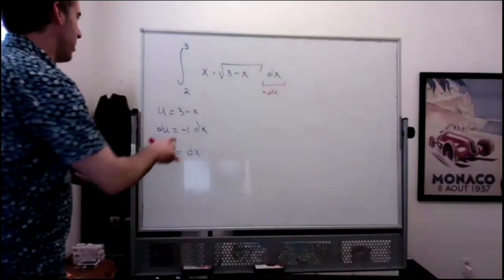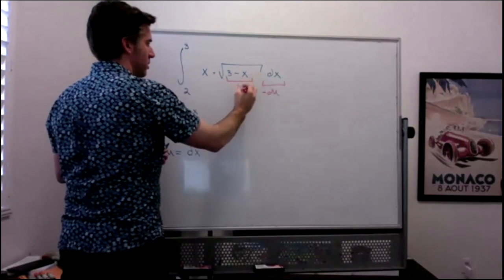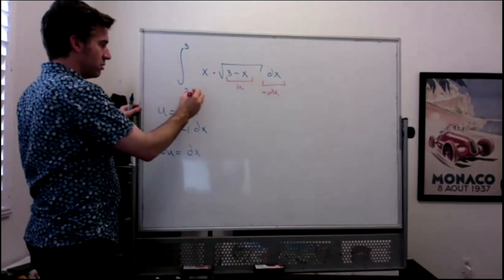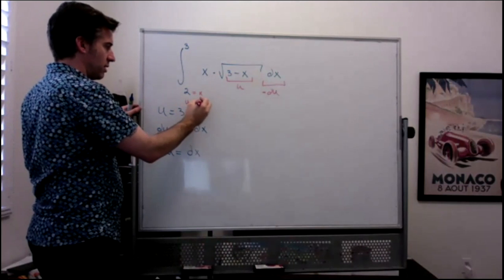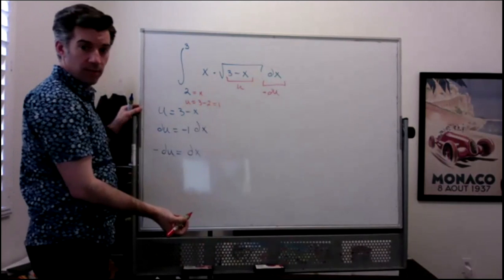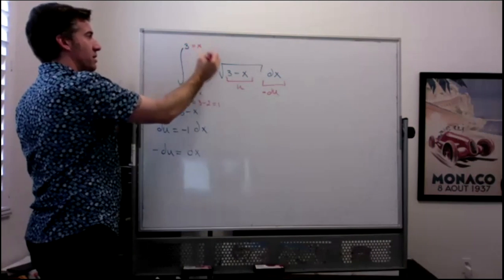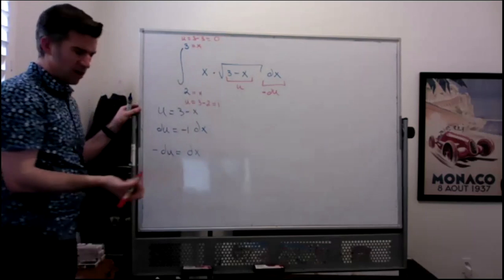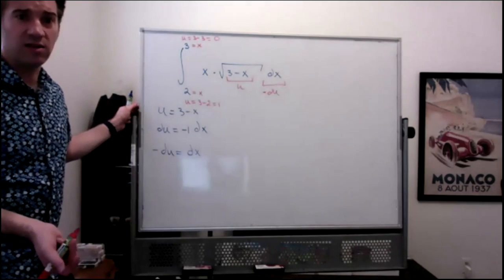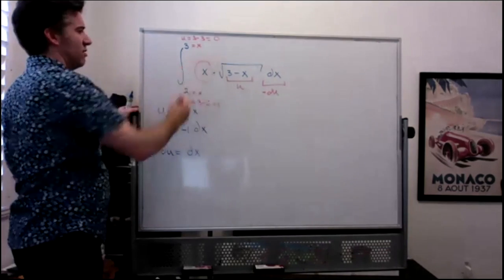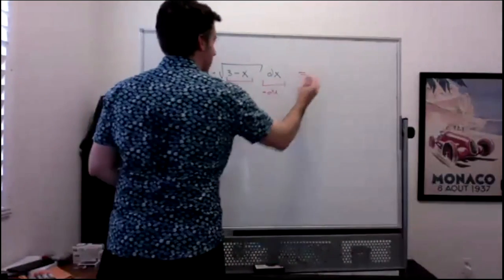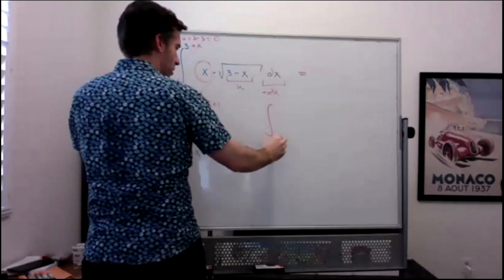Okay, and then 3 minus x is u. If x is 2, right, u is going to be 3 minus 2, which is 1. And up here, if x is 3, u is going to be 3 minus 3, which is 0. And I've done the job of transforming everything into u's, except for this x here. Right, here's what I've got: the integral from u equals 1 to u equals 0.